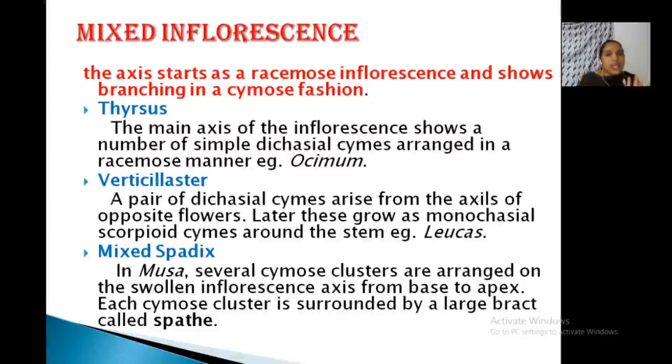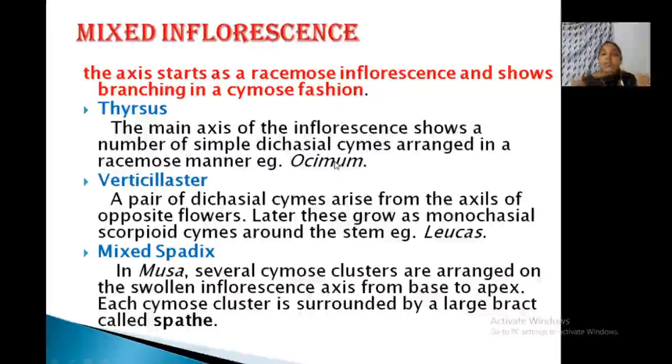Okay. So the first one is thyrsus. Thyrsus common example is tulasi, ocimum. So the main axis shows a number of simple dicasial cymes in racemose manner. So a number of dicasial cymes in racemose manner means what? Main axis continuously grows, lower side dicasial cymes, upper side also dicasial cymes but with younger flowers. So the main axis shows a number of simple dicasial cymes in a racemose manner, that is ocimum. Okay, ocimum is the example.